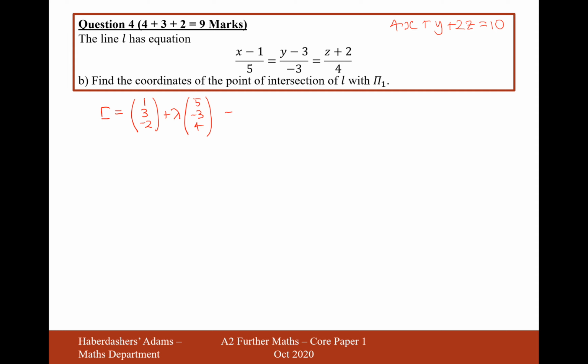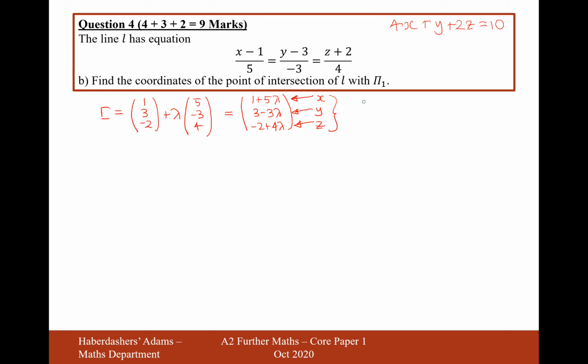Okay, so what I'm going to do here is combine my two vectors, my position vector and my direction vector. So we could effectively think of r as 1 plus 5 lambda, 3 minus 3 lambda, and minus 2 plus 4 lambda. Okay, so the top row, that's the x value, the middle row, that's the y value, and the bottom row, that's the z value.